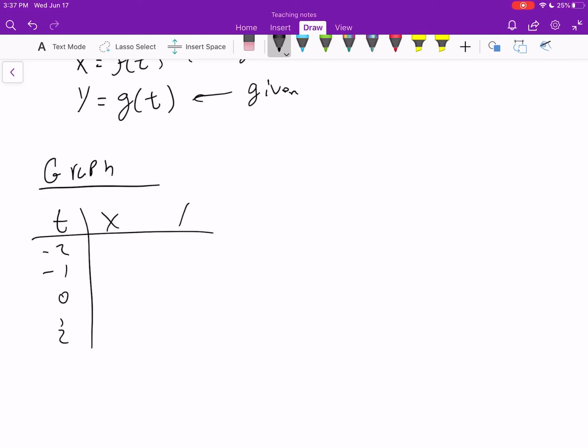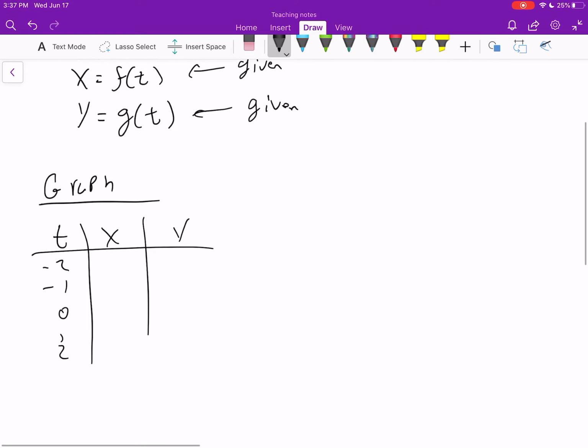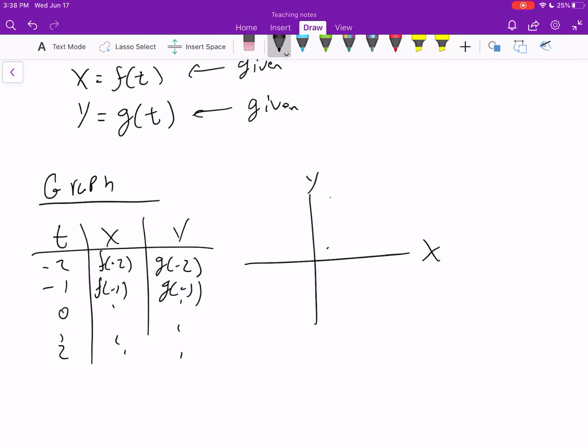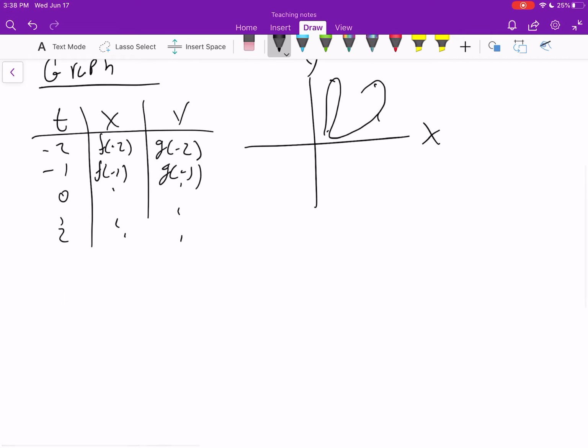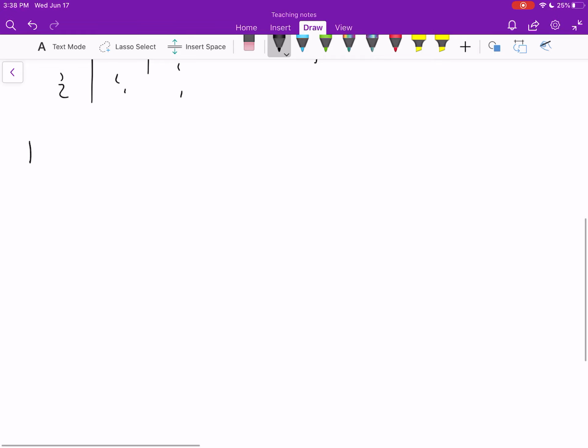Then you would figure out what x and y are by doing f of -2, g of -2, f of -1, g of -1, etc. And then you plot the xy points and you get whatever curve is being described by these things. So that's how you plot them, but there are a couple important curves. Circles are important.